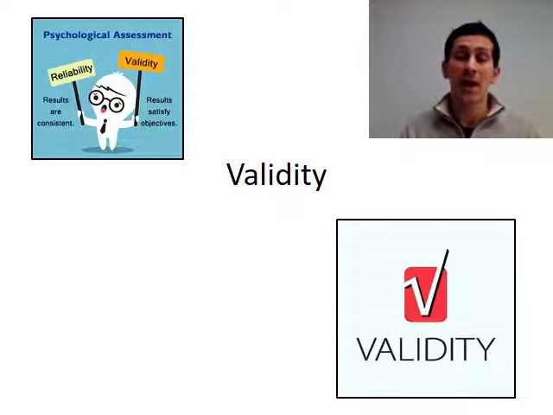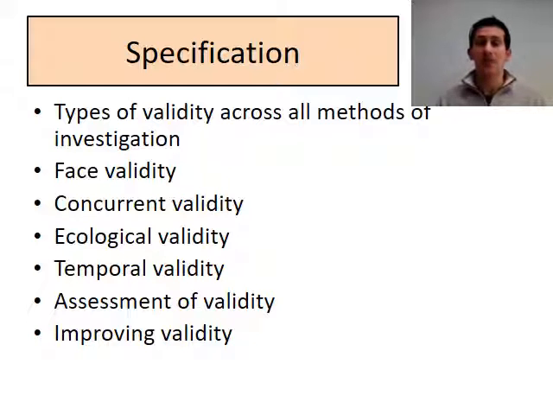This video is going to have a look at validity in psychological research. So when you do a classification, there's quite a lot of terms on there when you look at validity under research methods. You've got to know types of validity across all methods of investigation. And then you've got to be able to define and talk about a few different types, like face validity, concurrent validity, ecological validity, temporal validity.